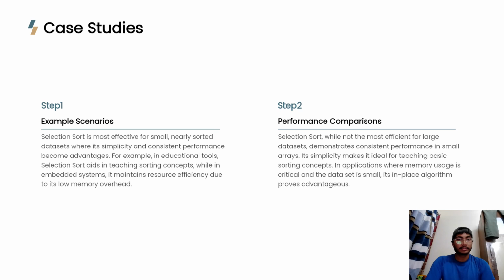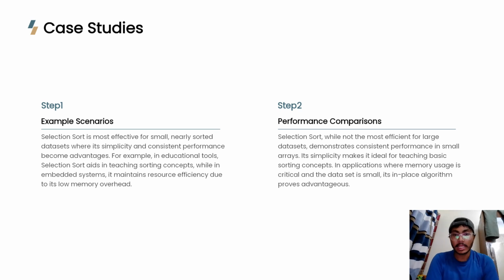Case studies. Step 1. Example scenarios. Selection sort is most effective for small, nearly sorted data sets where simplicity and consistent performance become advantages. For example, in educational tools, selection sort aids in teaching sorting concepts, while in embedded systems, it maintains resource efficiency due to its low memory overhead.